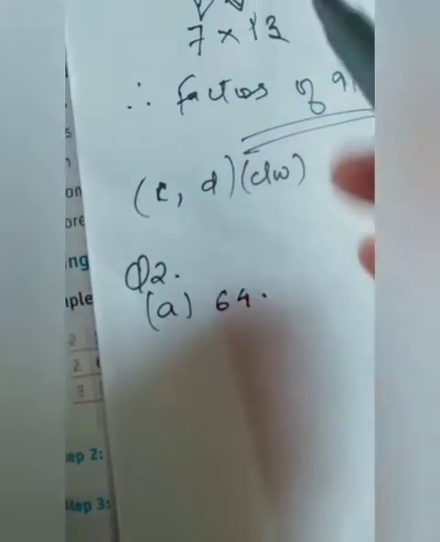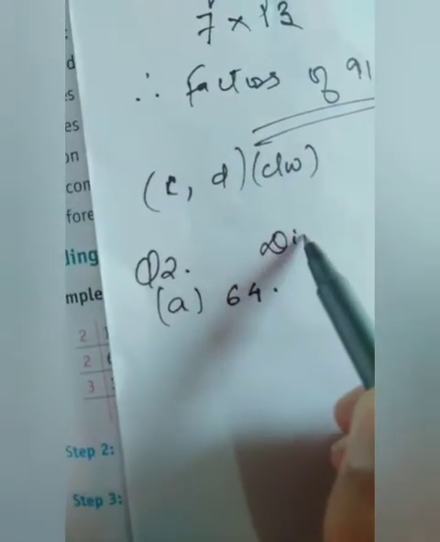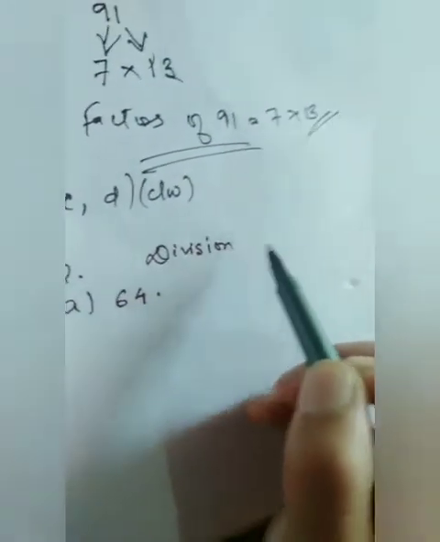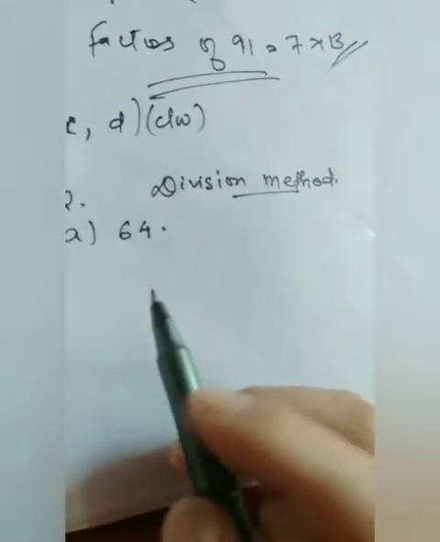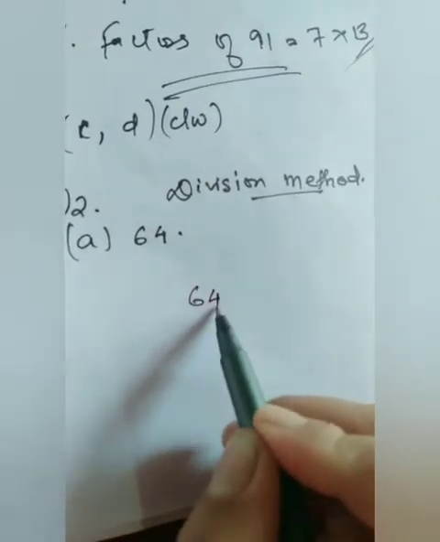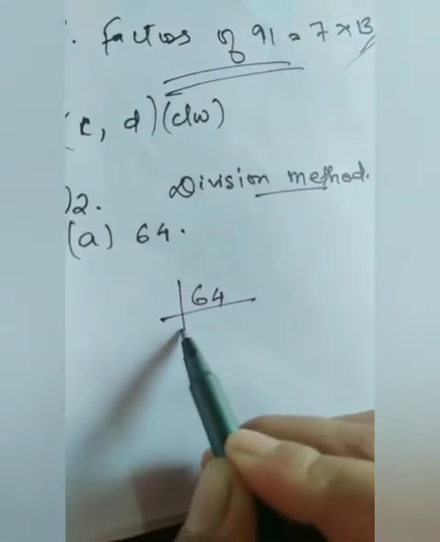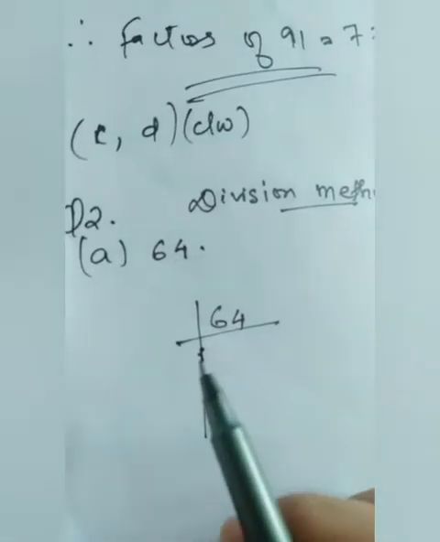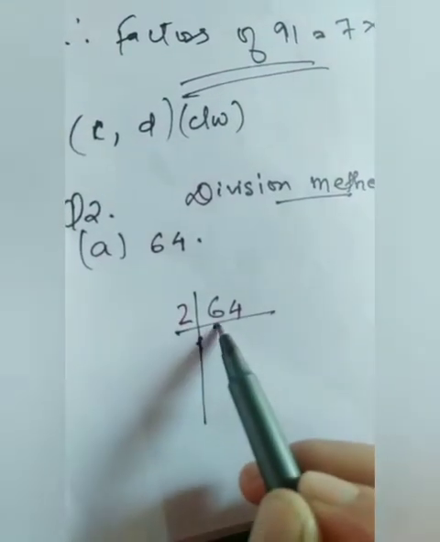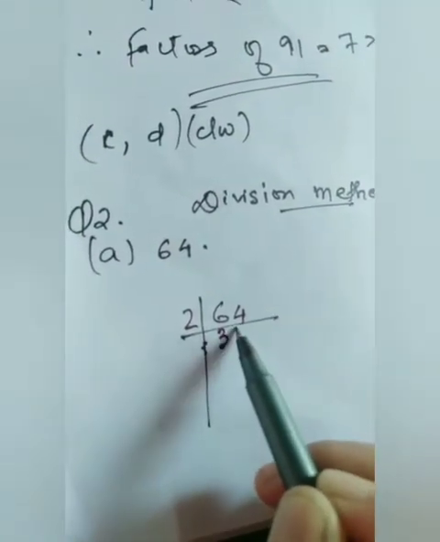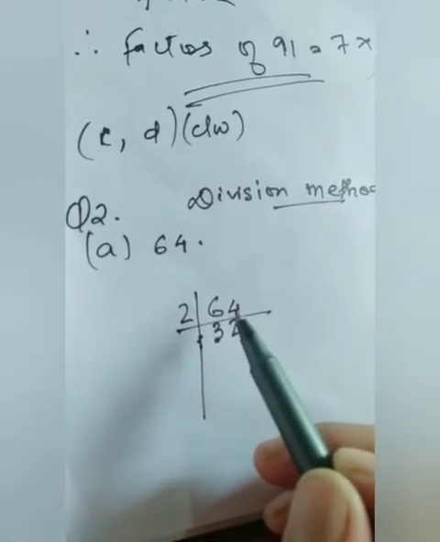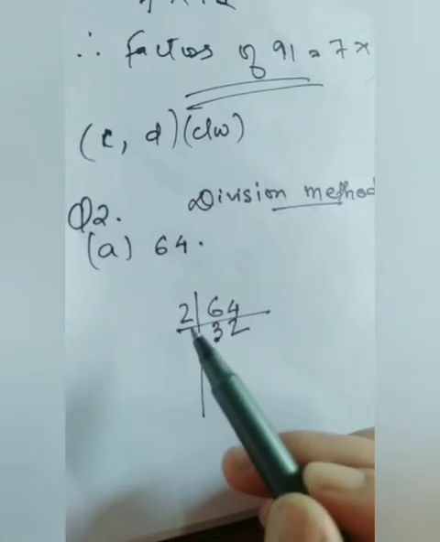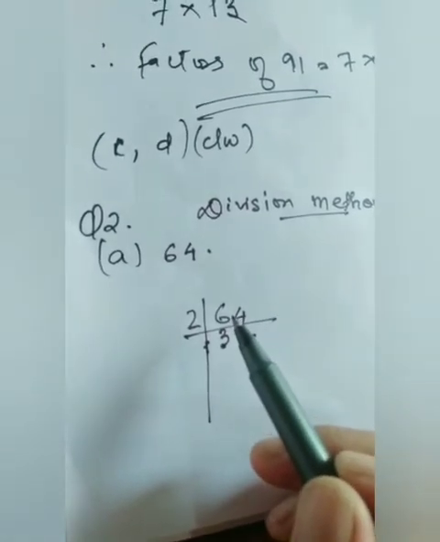This is to be done by the division method, it is saying. So this one we have to do in division method; 64 is given. You will do this one this way. Okay, 2 3s are 6, 2 2s are 4. On dividing by 2, the remainder has to be 0. That means 2 32s are 64.